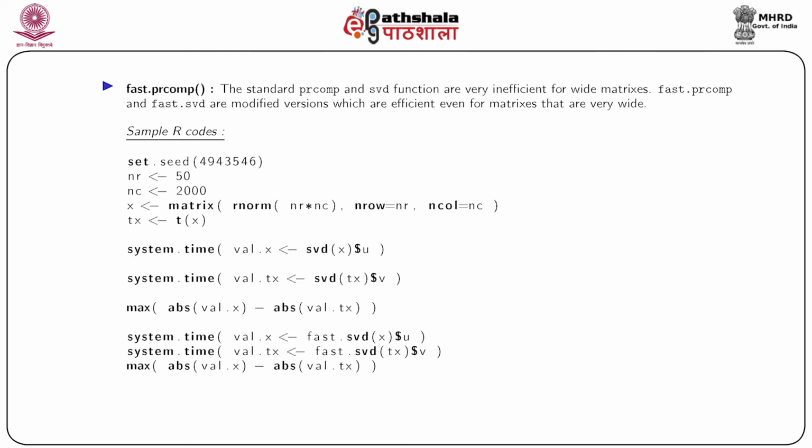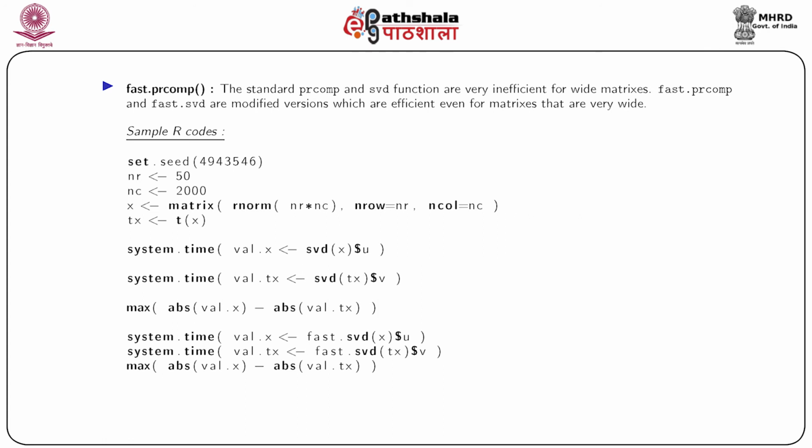The next function that we will talk about is fast.prcomp. The standard prcomp and svd functions are very efficient for wide matrices. So fast.prcomp and fast.svd are modified versions which are efficient even for matrices that are very, very wide.